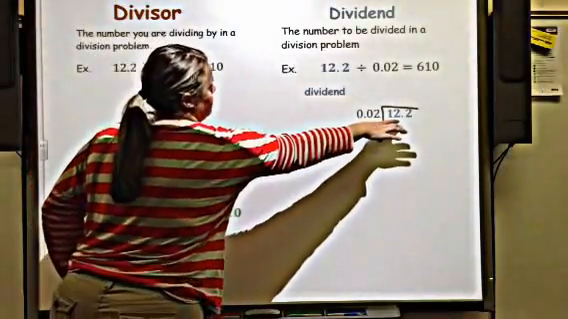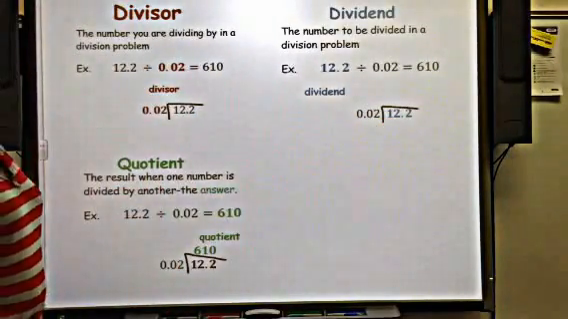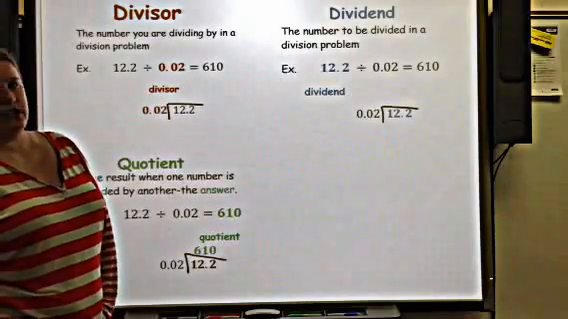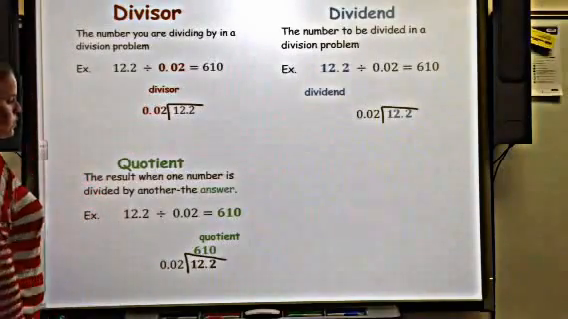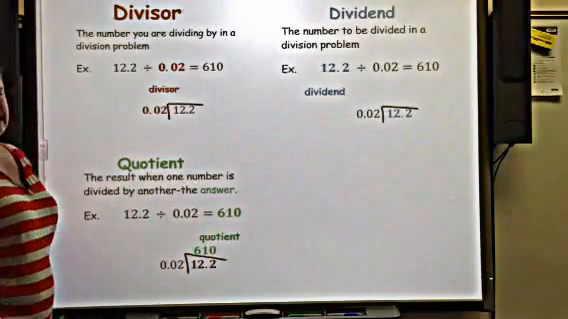That's the dividend. The quotient is the result when one number is divided by another number. This is the answer to a division problem. So with the problem, 12 and 2 tenths divided by 2 hundredths, 610 is the quotient.